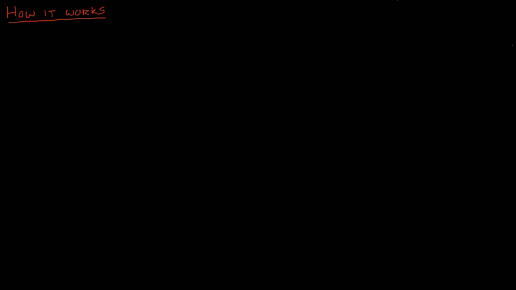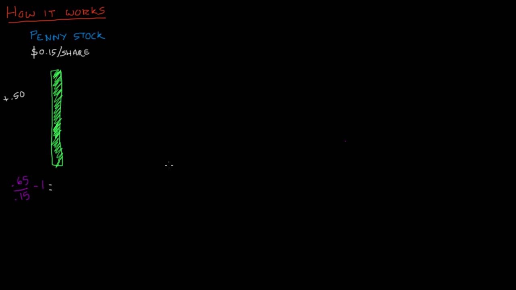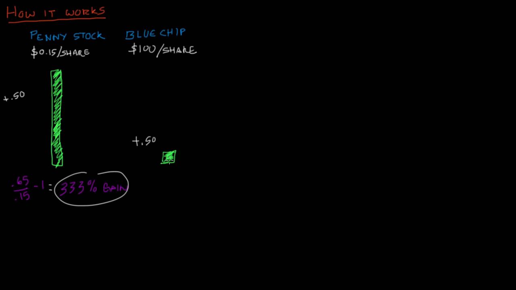Now here's how it works. Say a penny stock is trading at 15 cents per share and it increases by 50 cents to 65 cents per share. That's a 333% gain on my investment. But if I were trading a blue chip stock priced at $100 per share and it increased by the same amount of 50 cents, that would equal just 0.5%, or just half of 1% gain, even though they both had a 50-cent increase in price, thus making the penny stock more attractive.